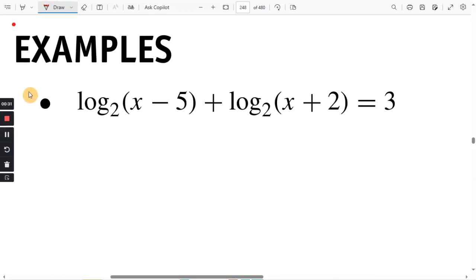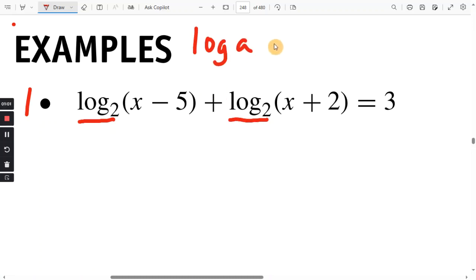All right, example 1. We have log base 2 of x minus 5 plus log base 2 of x plus 2 equals 3. We need to combine this into one log equation. The log base 2 matches the log base 2, and we do not have a coefficient in front of either one, so we can use the product property.